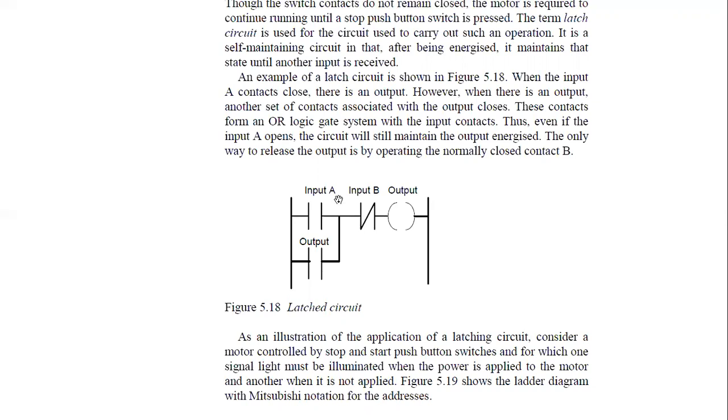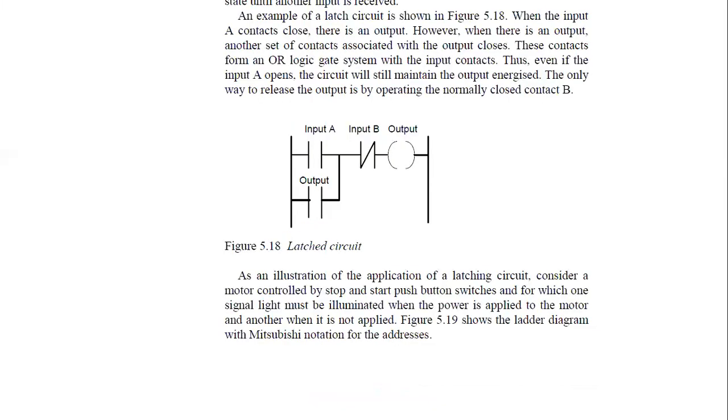So to de-energize the circuit, you activate the normally closed contact, that is the input B in this latched circuit example. So you can draw that latched circuit and give that explanation as far as the latching is concerned with this latched circuit.